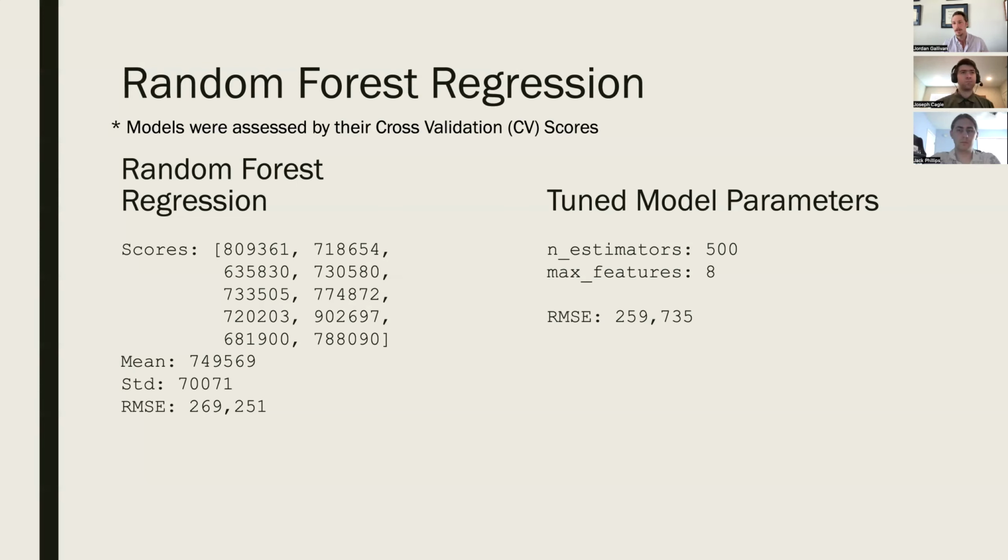And what that showed us is the best hyperparameters for this were going to be the largest estimators that we ran it with, which are 500, and then max features of 8. And this got our root mean squared error down to 259,000. This is ultimately the model we chose for the actual application and is what we implemented.